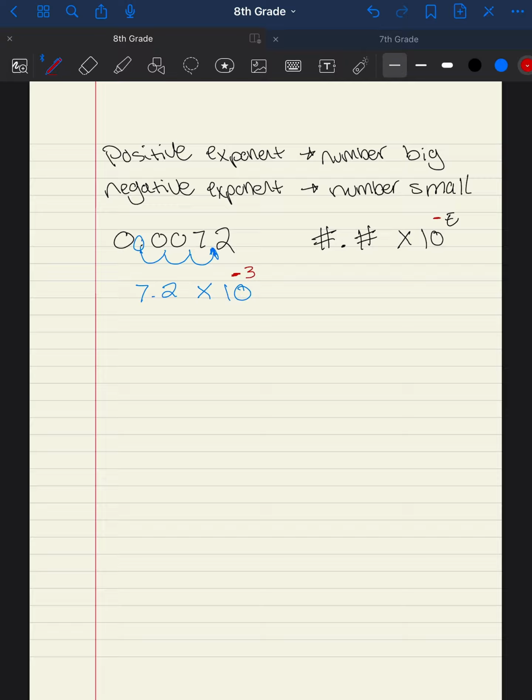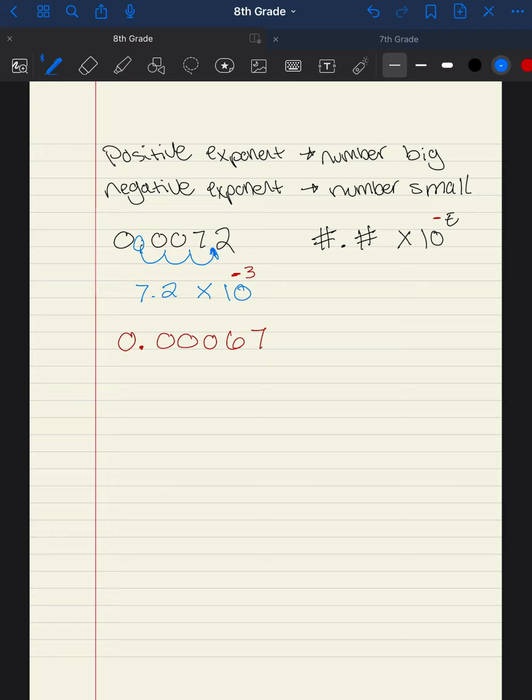Let's do another one real quick, and then we'll work it backwards. Let's say I give you 0.00067. Did I do that again? Yes, I did. Do I have your attention? I hope I still do have your attention. Now, let's work this one.